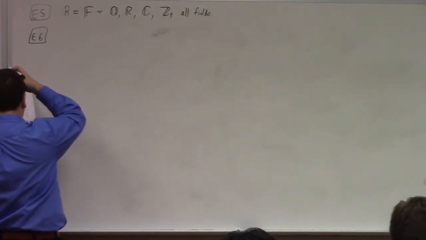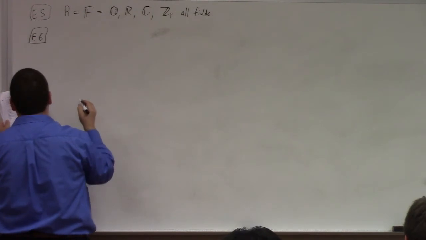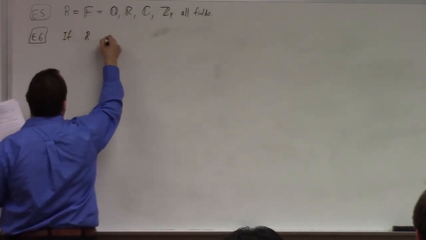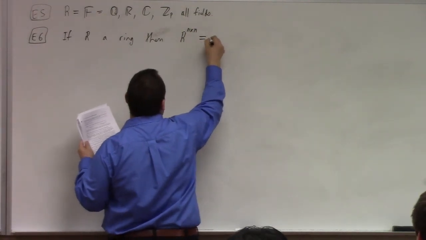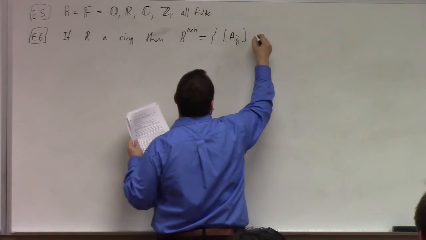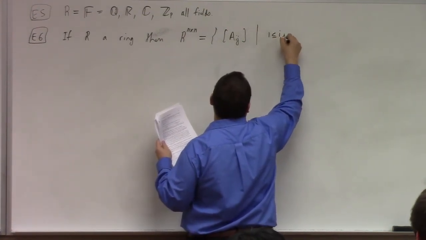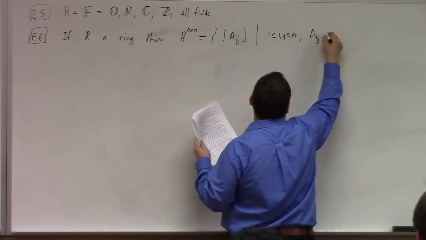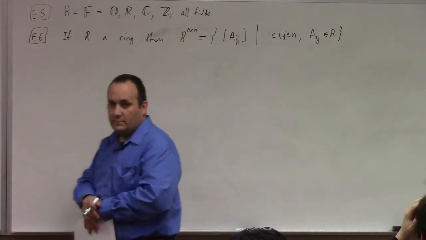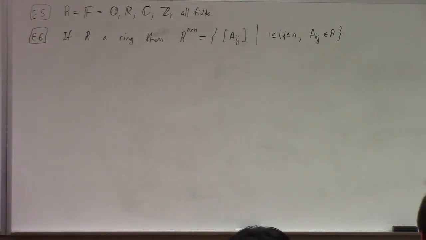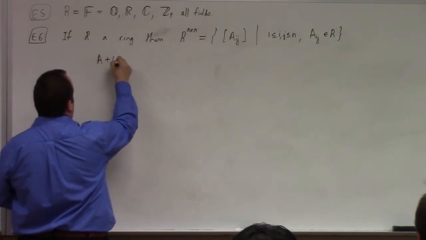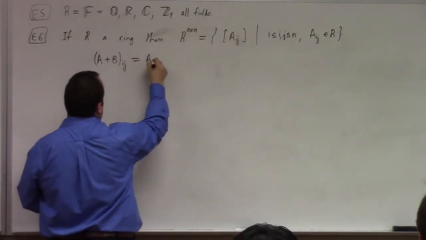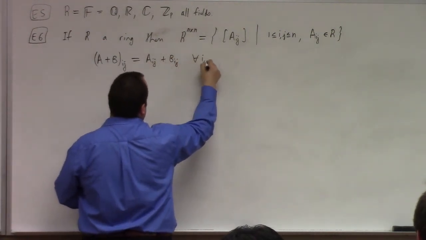Example 6. Actually, example 6 and example 7 are ways to build new rings from old. First of all, if R is a ring, then we can build R n by n, which is just going to be A_ij such that 1 less than or equal to i, j less than or equal to n, and A_ij is an element of the ring. In short, n by n matrices with elements taken from the given ring, this forms a new ring called the matrix ring. How do you define addition? Like A plus B, you define it component-wise. So A plus B, ij is equal to A_ij plus B_ij for all i and j.